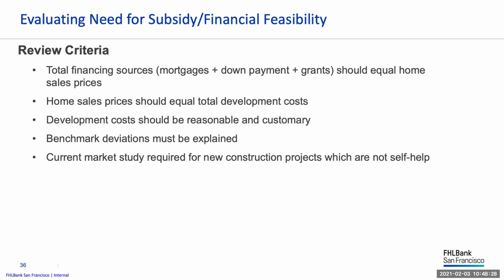We also verify whether benchmark deviations are explained. For example, potential home buyers shouldn't pay more than 35% of their income towards their monthly mortgage payments. If exceeded, we would need a good explanation from the applicant. And for construction of new units that do not involve self-help or sweat equity, as mentioned earlier, we require a market study to demonstrate the marketability of the units and that the projected sales prices are reasonable.